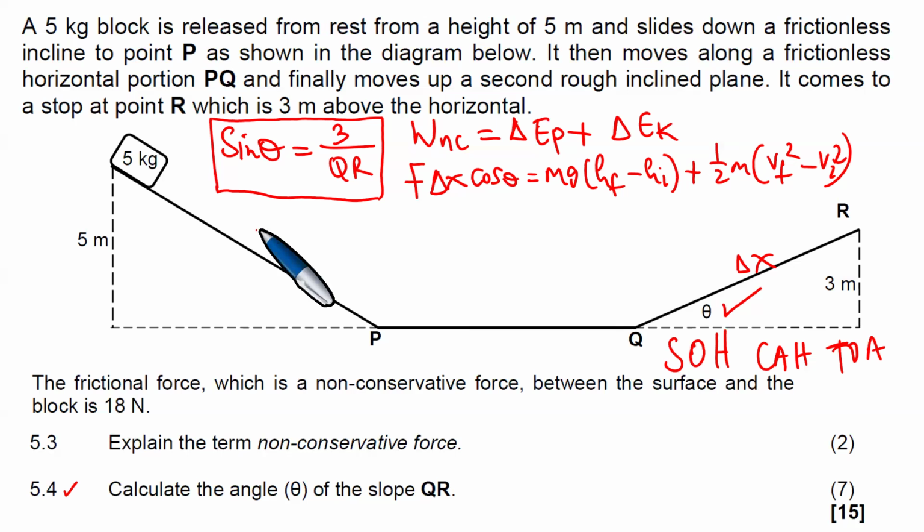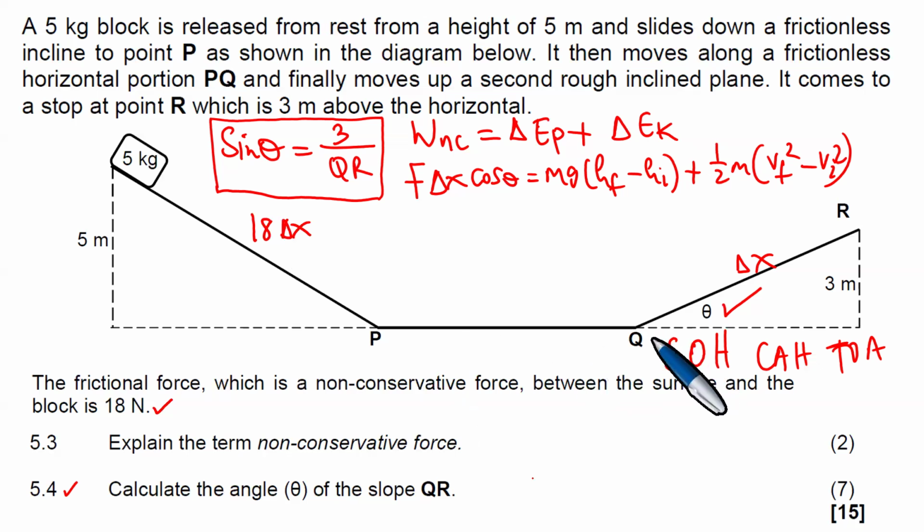So the force itself is what? The frictional force, which is a non-conservative force between the surface and the block, is 18 newtons. So you have 18 newtons, delta X. Okay, let me see where it is. That's the thing. We don't have friction here. Remember, there was no friction before.